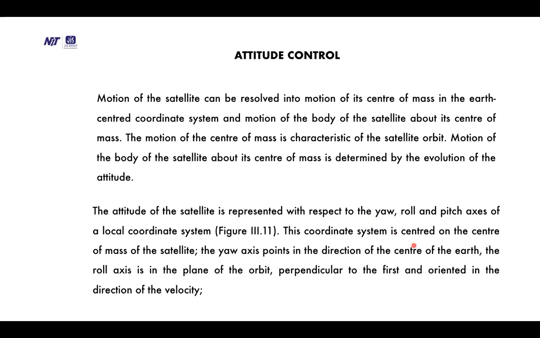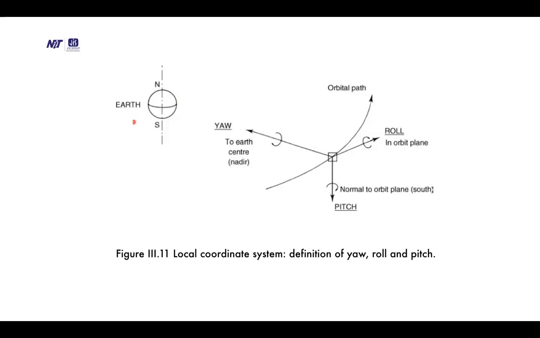This coordinate system is centered on the center of mass of the satellite. The yaw axis points in the direction of the center of the Earth. The roll axis is in the plane of the orbit, perpendicular to the first, and oriented in the direction of the velocity. So it is shown, if this is Earth, this is North Pole, this is South Pole, this is the axis and this is the equatorial line. So when the satellite is in the orbit, this is the roll axis, this is the pitch axis and this is the yaw axis. This is centered to Earth, and this is in the orbit, and this is in the pitch direction.